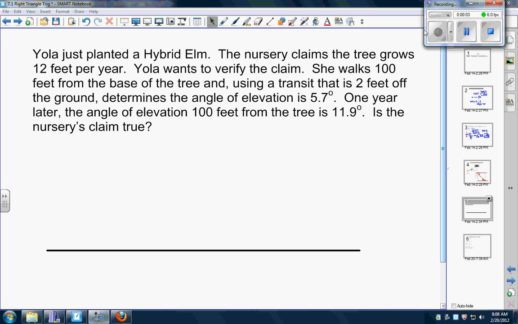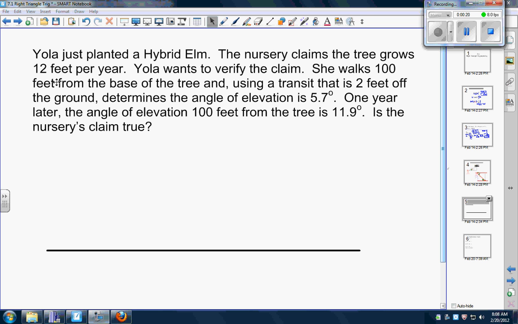So we're also going to get into some story problems or some pictures, something like this, making you use some deductive reasoning. So this Yola person just planted a hybrid elm tree. Okay, so the nursery says the tree grows 12 feet per year. She wants to verify that.